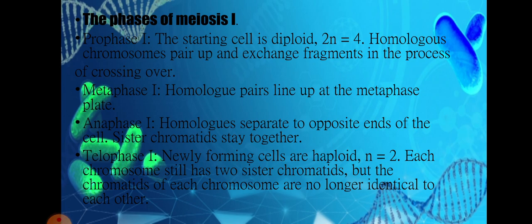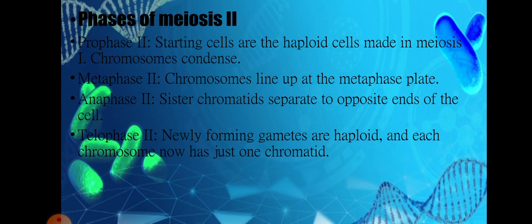Next is telophase I. Newly forming cells are haploid, n equals 2. Each chromosome still has two sister chromatids, but the chromatids of each chromosome are no longer identical to each other. Next is phases of meiosis II.